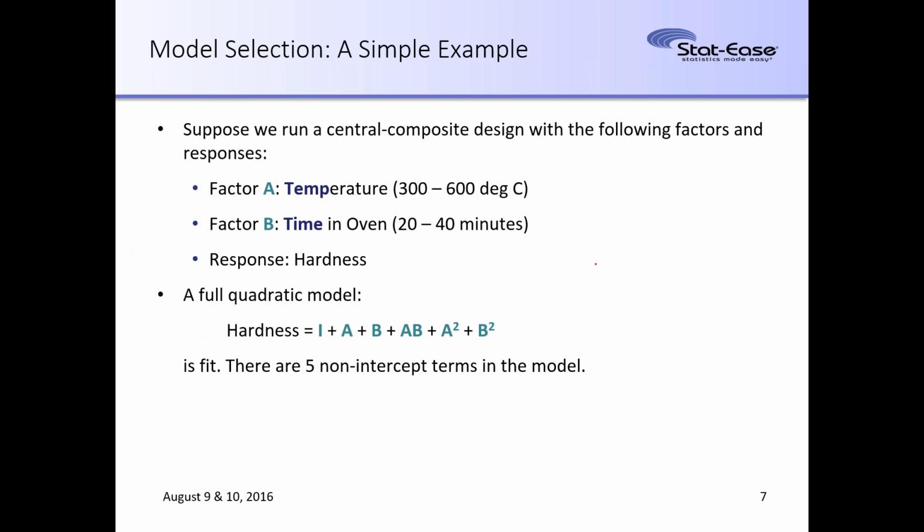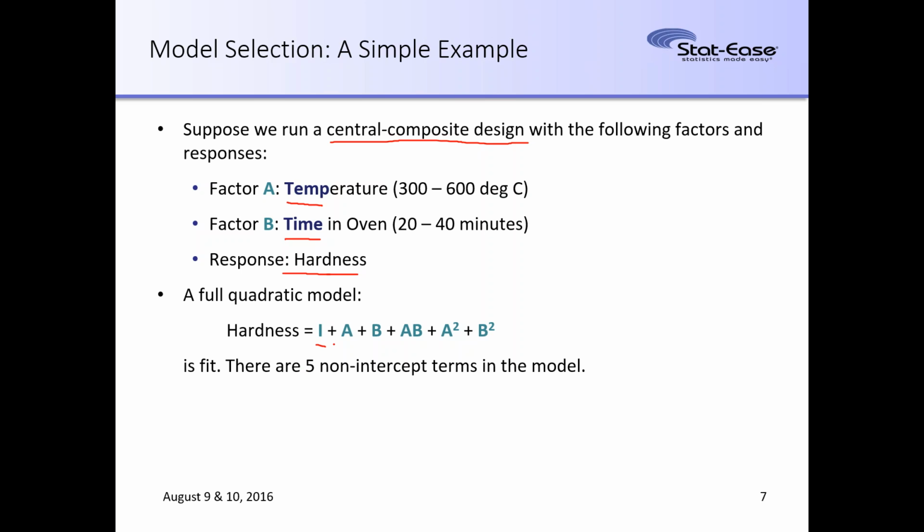Let's just look at a simple example of model selection. You've probably done model selection. So let's say we have a central composite design. This is essentially a two-factor response surface design that has temperature as a factor and time as a factor, with the response being the hardness of whatever it is that we're putting in the oven. So again, we have two numeric factors that we think may affect the hardness as we vary the numeric factors.